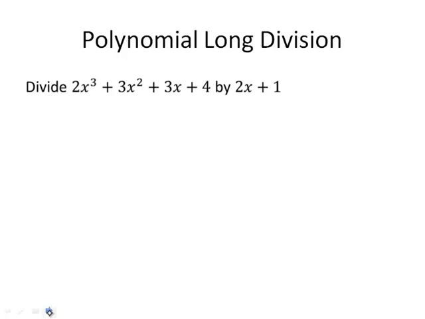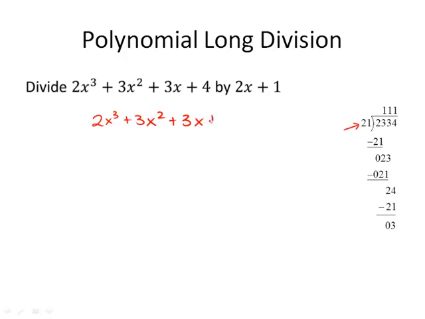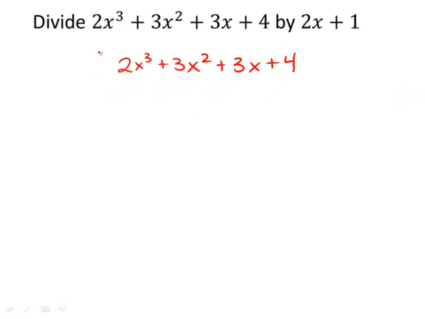Let's translate this into taking polynomials and using the long division algorithm to divide them. You'll notice that I've made a similar example in polynomial form to the one that we just completed on the previous slide. So we're actually taking 2x cubed plus 3x squared plus 3x plus 4, and we're going to be dividing that dividend by 2x plus 1. Take a look at your coefficients that I've chosen.